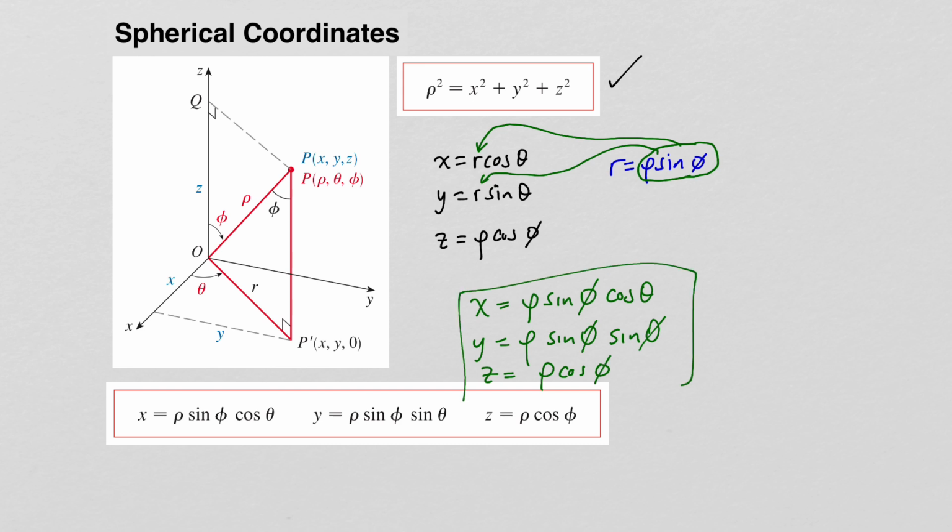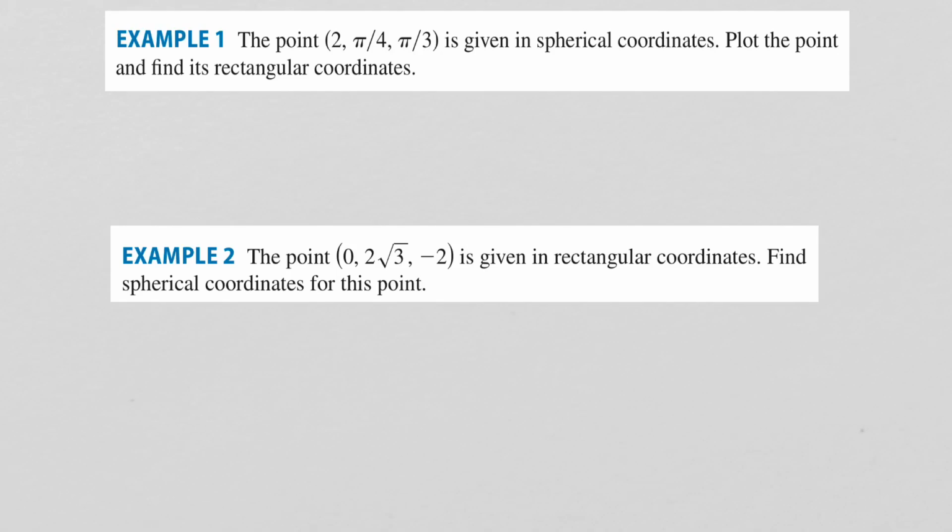And these are the equations that will translate x, y, and z into rho, theta, and phi, or vice versa, rho, theta, and phi into x, y, and z. So let's do a couple of basic examples here. We have the point (2, pi over 4, pi over 3) in spherical coordinates. We want to plot the point and also find its rectangular coordinates.